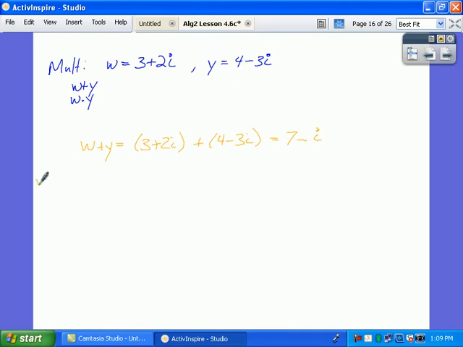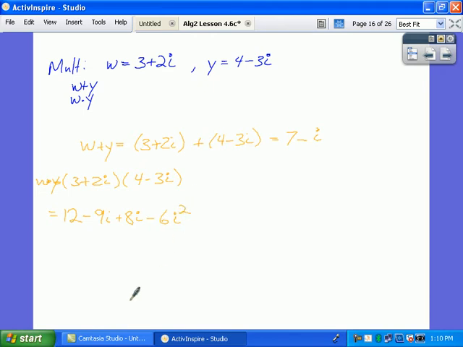Multiplication, w times y, that's a little bit more involved. It's a little bit more difficult of a process. So this is w times y, and that equals 3 plus 2i times 4 minus 3i. And at this point, this is a binomial multiplication. We're going to multiply, some call it foiling, however you need to think of it. There will be 4 steps, 4 multiplications. So 3 times the 4, which is 12. 3 times the minus 3i, which is minus 9i. 2i times the 4, so that's plus 8i. And 2i times negative 3i, which is negative 6i squared.